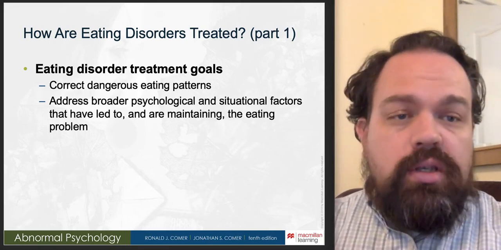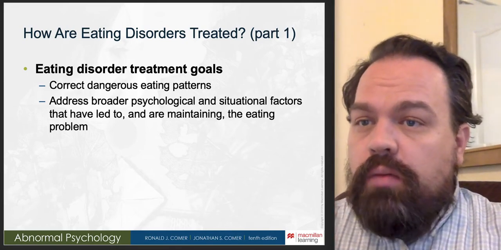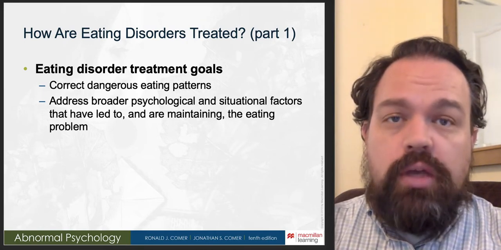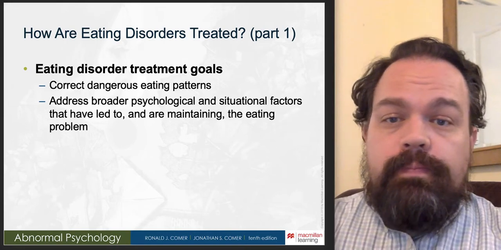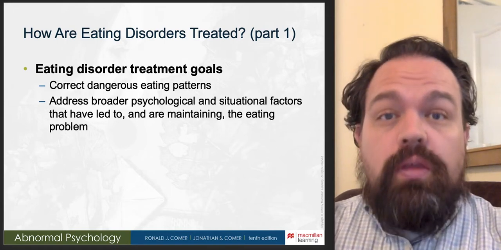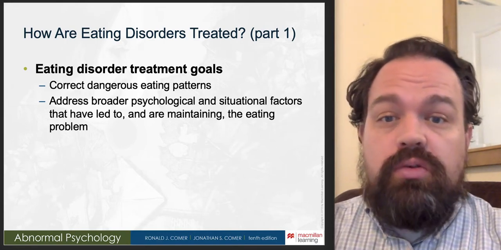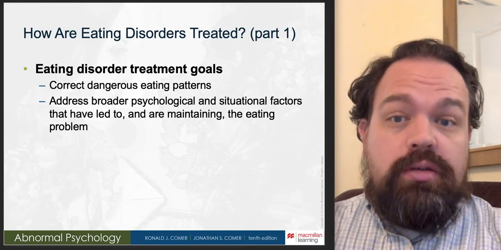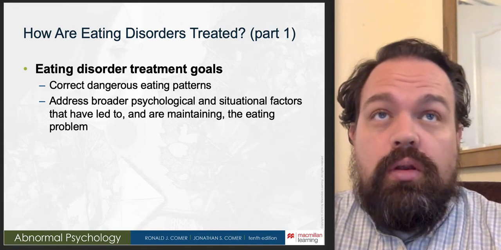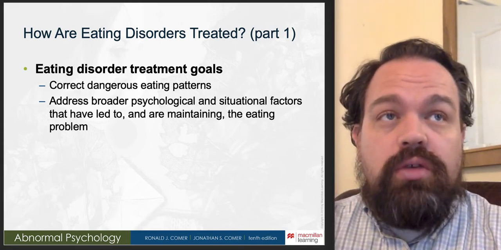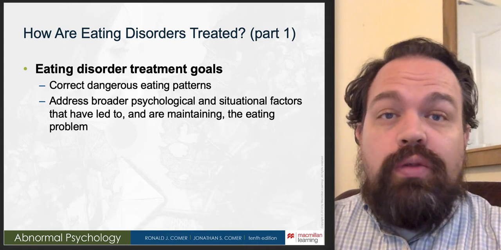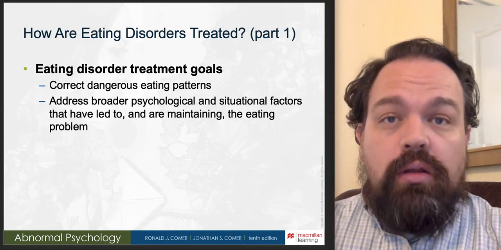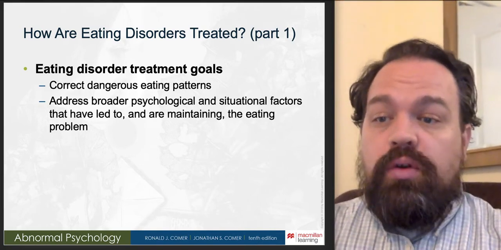Okay, so how do we treat these? By the way, I'm not talking about the causes of eating disorders, so make sure you go and review that in your textbook. Let's talk about how we treat them. The basic idea for the treatment of eating disorders is to change the pattern of eating that is causing the problem. In order to do that successfully, generally speaking, you need to get to the underlying thoughts and feelings that are inspiring the disordered eating behavior.